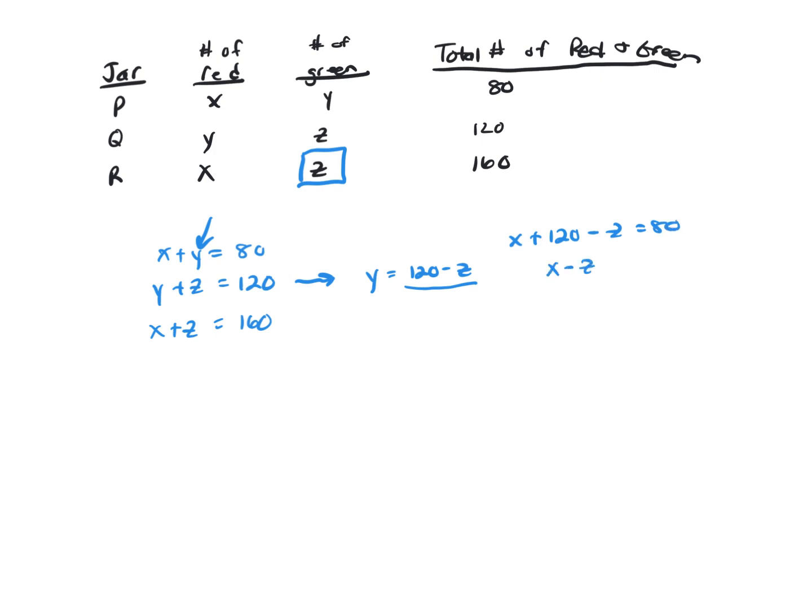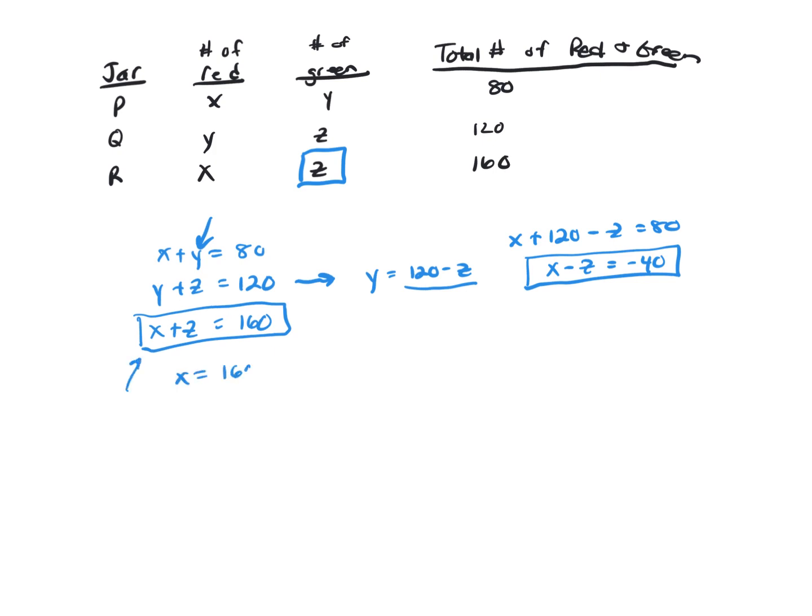X minus Z equals negative 40. Okay? So I came up with that equation. And look at this equation we haven't used yet. It's got the same two variables. So let's take, doesn't really matter, let's take over here, let's solve for X.